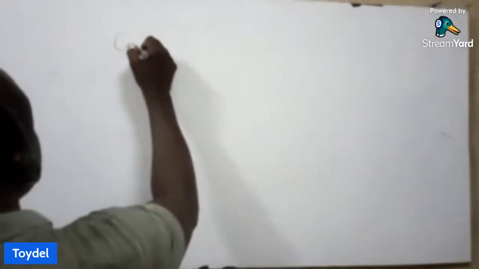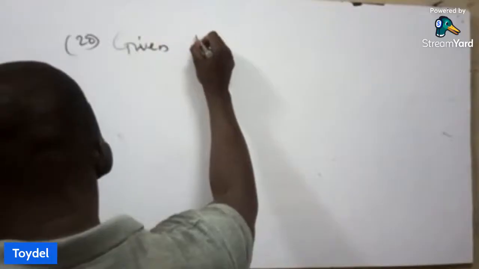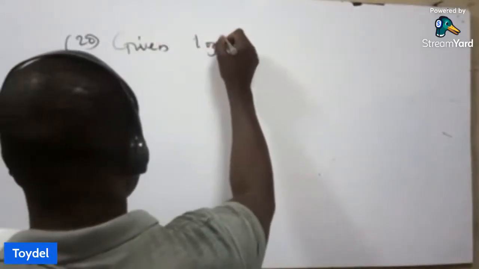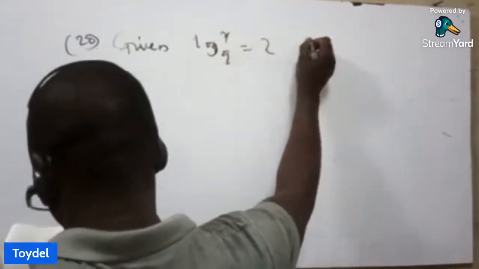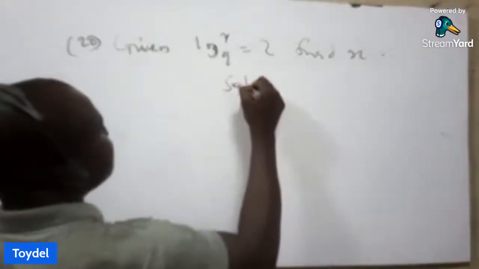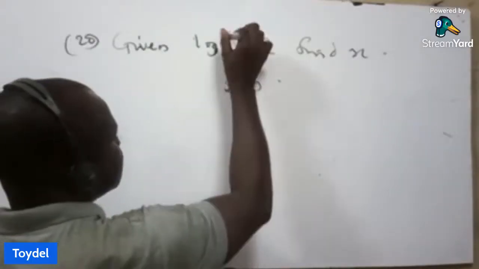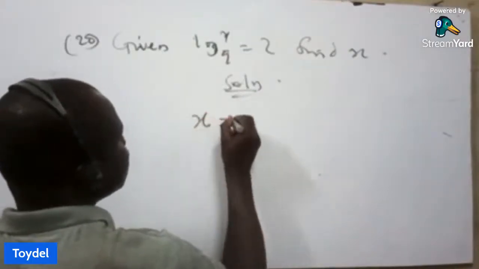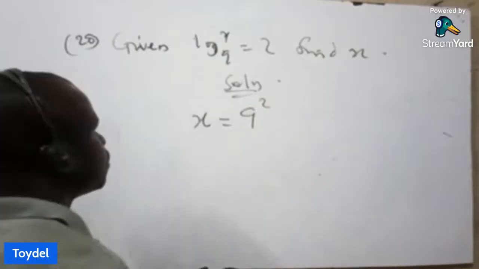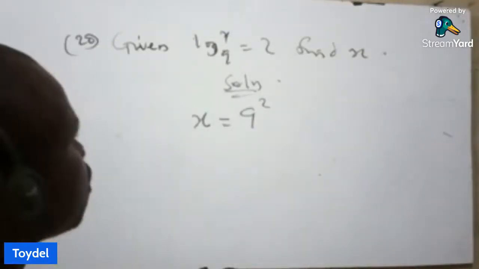So given log x base 9 is equal to 2, find x. In this case now, x can be equal to 9 raised to power 2. So that is the relationship between index form and logarithm form.